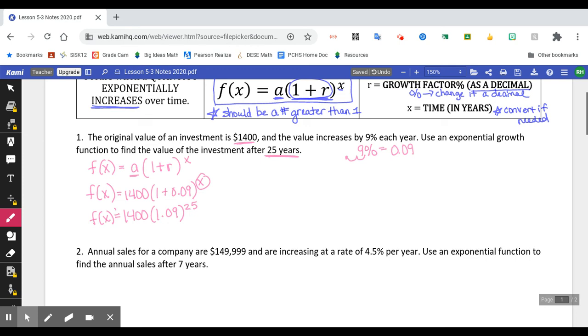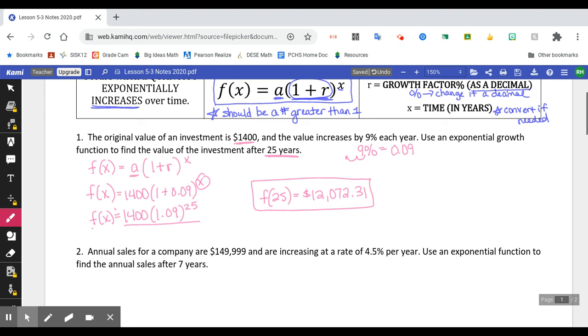All right, so for this part, you're just going to type it in your calculator from left to right. So starting here, 1,400 times, and use the parentheses, 1.09 to the 25th. If you type that in, f of 25 would be $12,072.31. So you have to have your calculator handy.